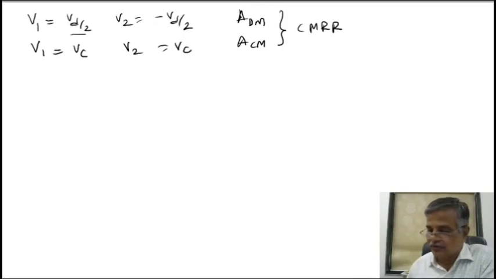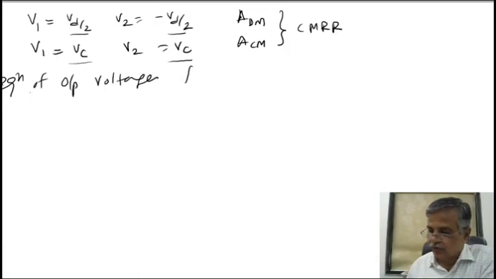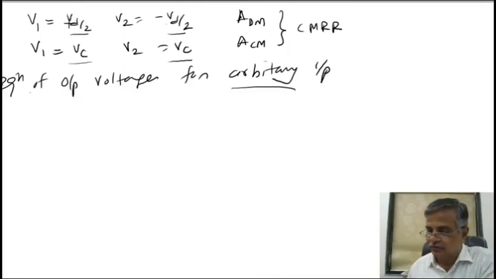Now if you are not giving the same input voltage, then what is your output voltage? So I am writing this very small topic: the equation of output voltage for arbitrary inputs. Arbitrary input means not like this. Here what is the meaning of this?